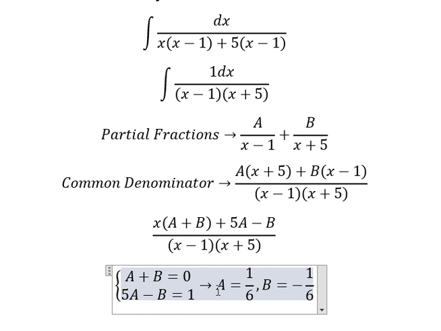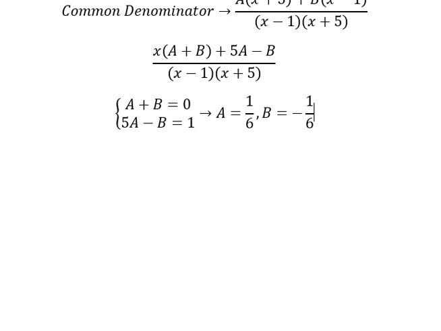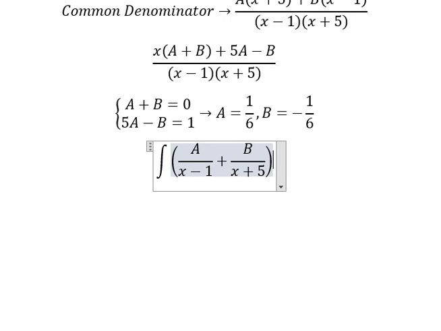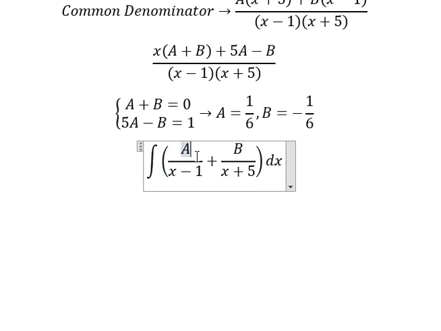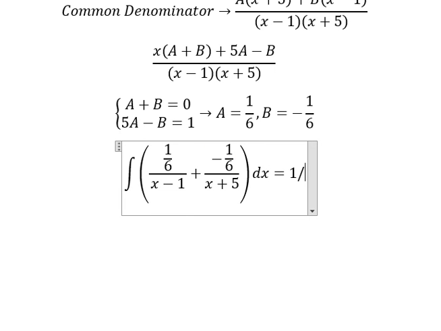So we put the values of a and b in here. a equals 1 over 6, b equals negative 1 over 6. And now we have the final answer.